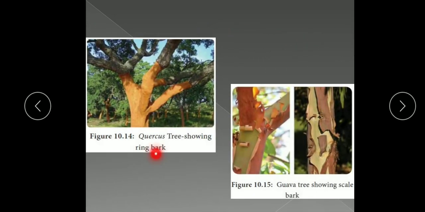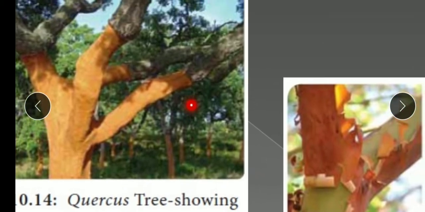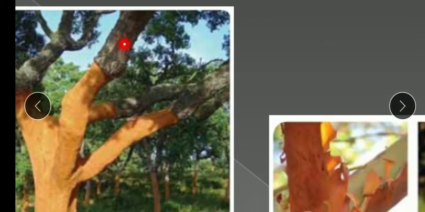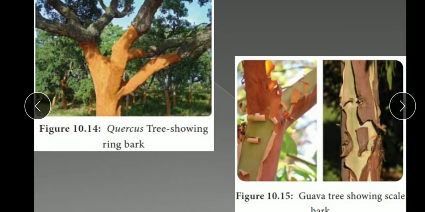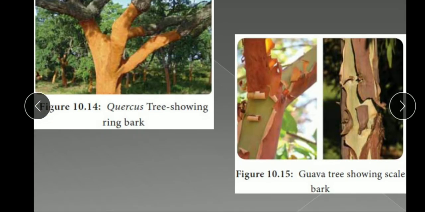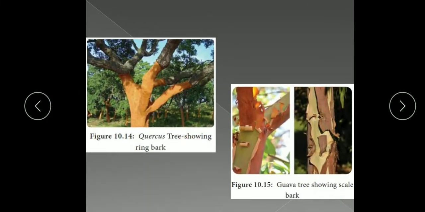So let you see, this is the ring bark shown in the Quercus. You can see here the bark which is usually not peeled off, but here in the guava you will see this is the scaly bark, it is usually peeled off. So this is all about the bark and its uses.